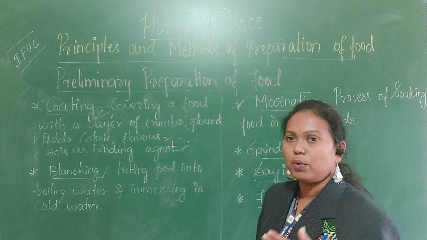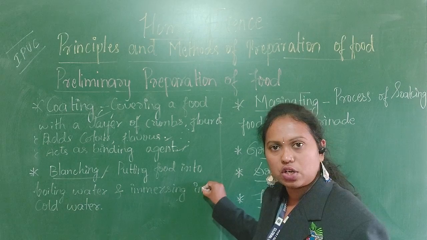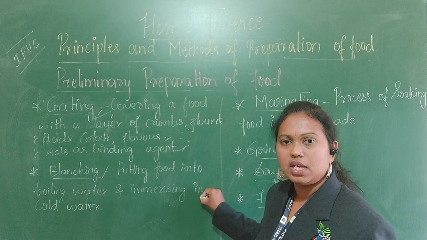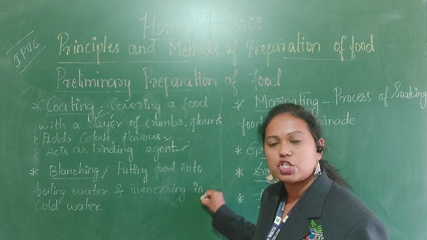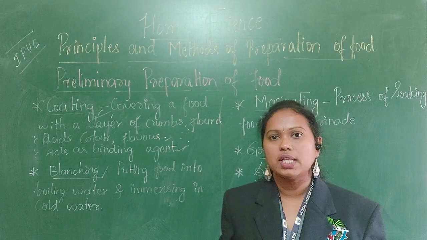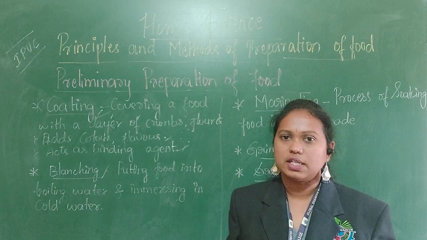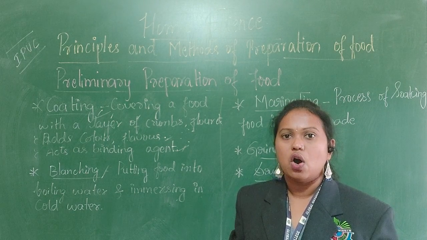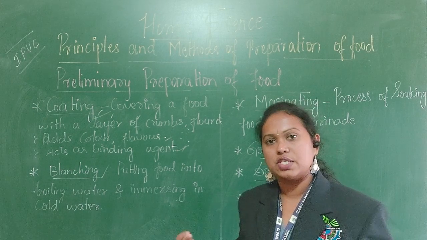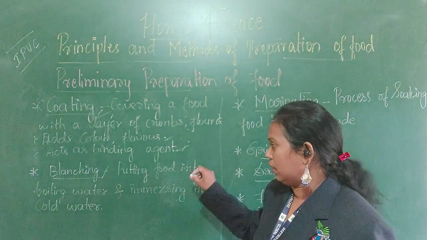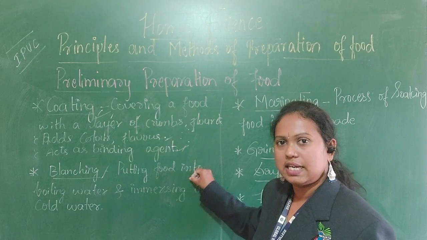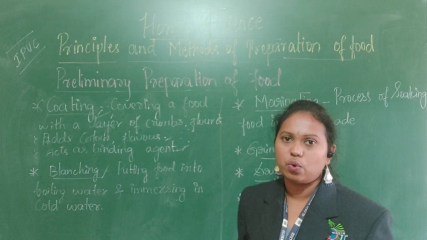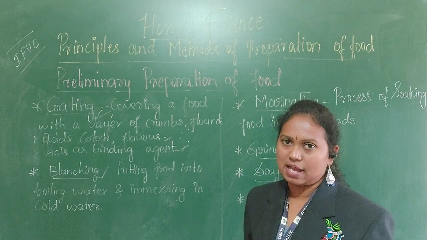Next one is blanching. Blanching means putting the food into boiling water and then immersing it in cold water. This helps in the preservation of the food by destroying the enzymes present in the food, and hence is used as a pre-preparation for preservation. Blanching also facilitates peeling for further processing. Usually tomato and potatoes are blanched.